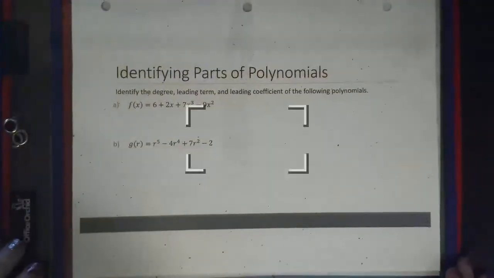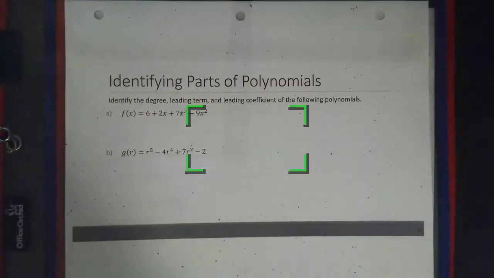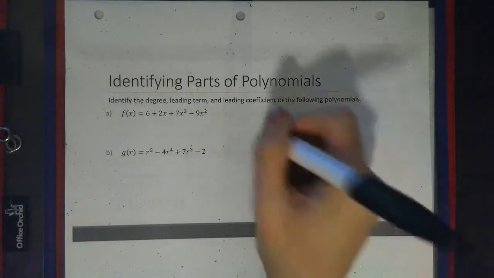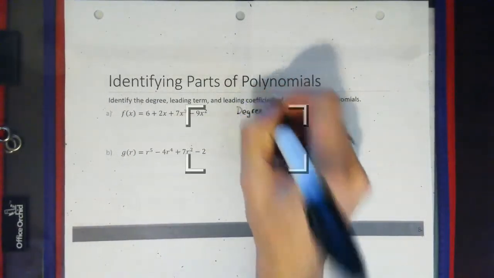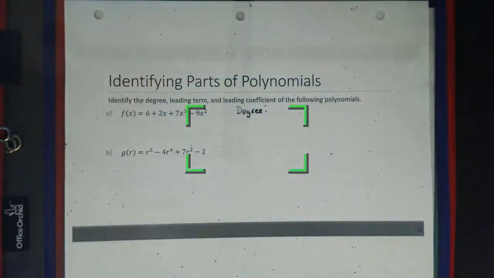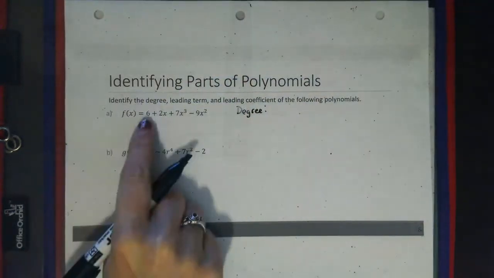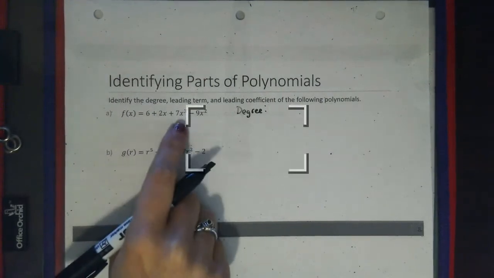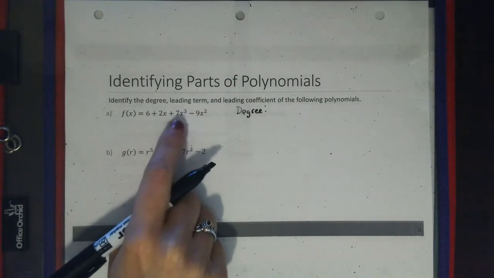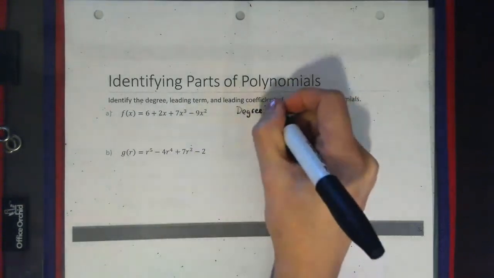definitions to use. We are going to identify the degree, the leading term, and the leading coefficient for the following polynomials. First up, we have f of x equals 6 plus 2x plus 7x cubed minus 9x squared. So let's start with the degree. The degree of a polynomial is the highest power on x. The 6 doesn't have an x. 2x just means 2x to the first power. We have an x to the third power and an x squared. So it looks like the highest power on x is 3.